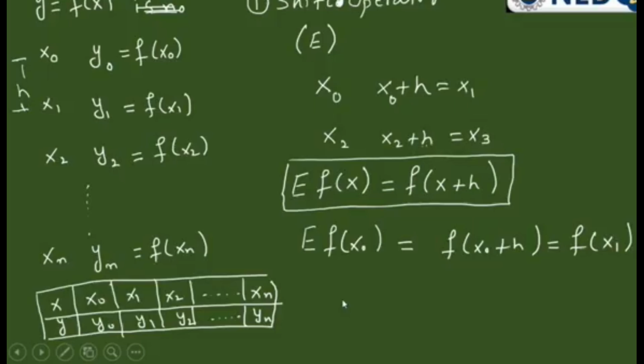So let's think about here. If I want to compute E f of x naught here, it will assign the value which is ahead of it. If I apply E on f of x1 here, it will assign the value which is ahead of it. So it will continue like that.